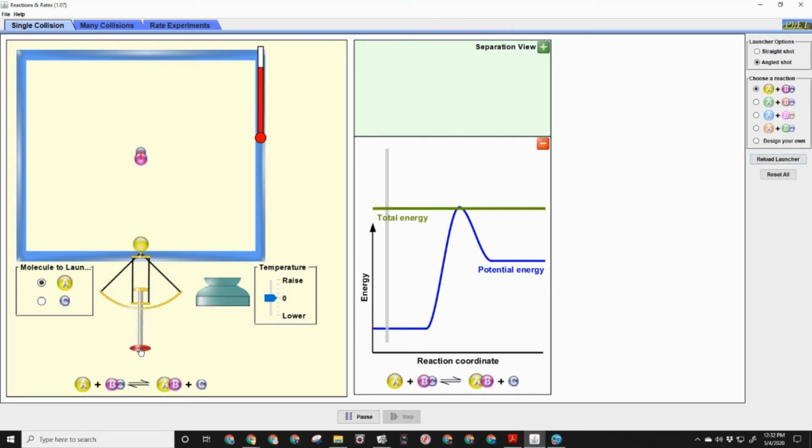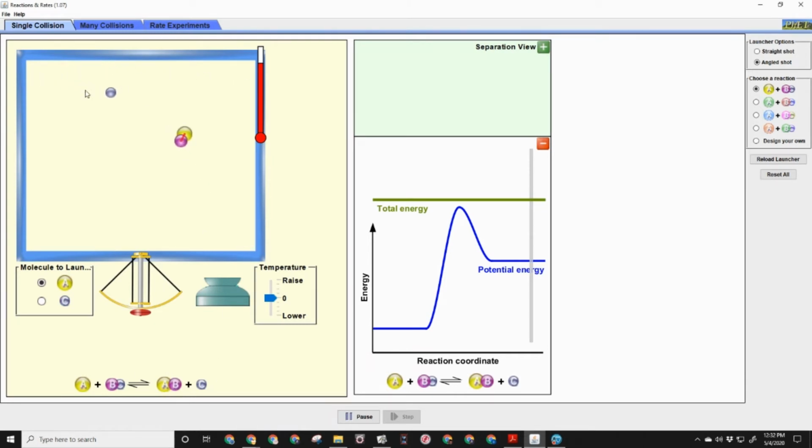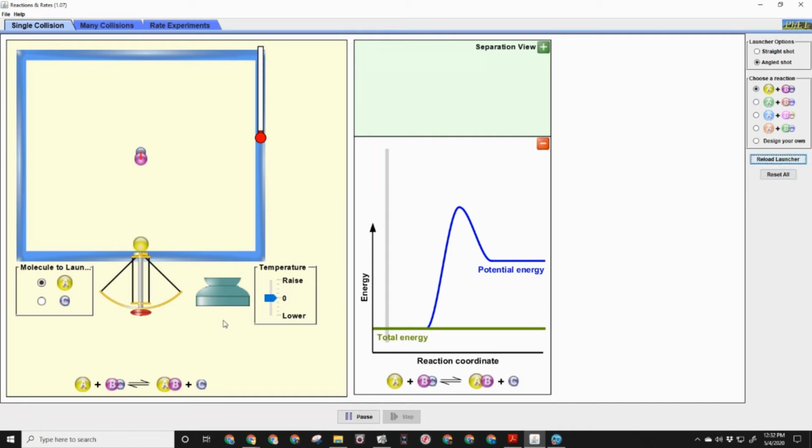So if we pull this back so that we have enough energy, it exceeds that hump, and we let go, then we have this reaction. So A reacted with B and produced C. Now, also, we can have enough energy like this, but if it's not the correct orientation, it's not going to react, and I missed. So let's try that again. If it's not the correct orientation, it's not going to react.